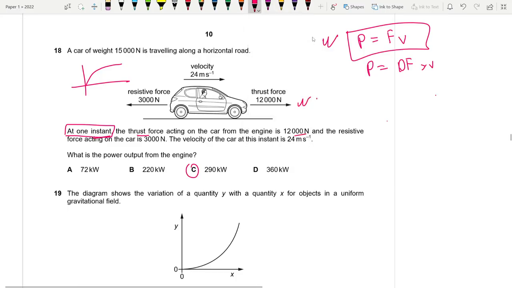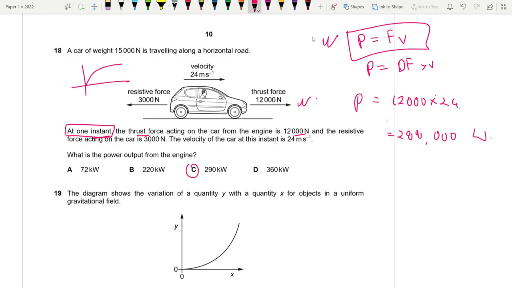So why don't we just go for the power is 12,000 times 24. Let's see how that goes. 12,000 times 24, that's 288k. The closest answer is 290 kilowatts, right? So it's 18C.